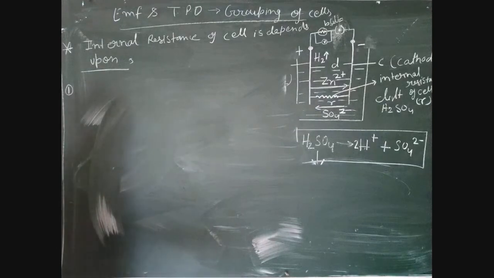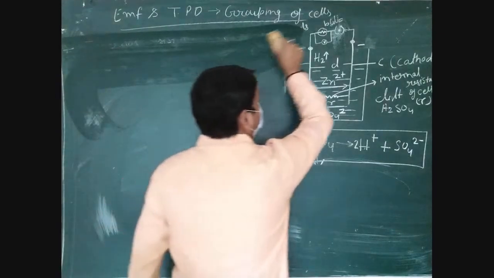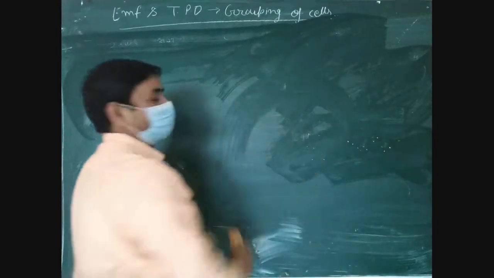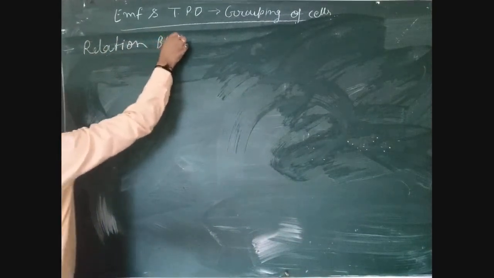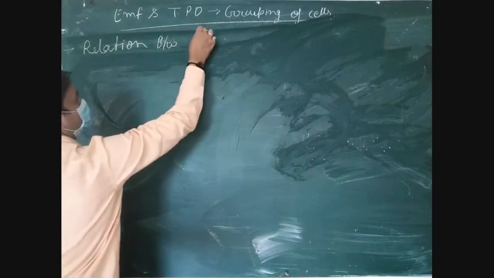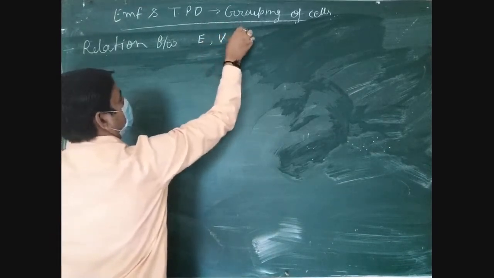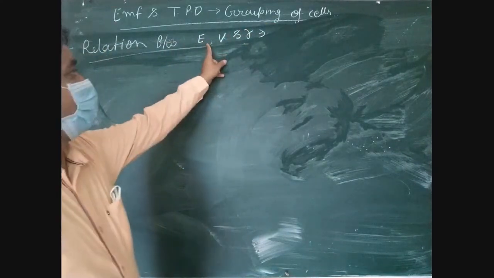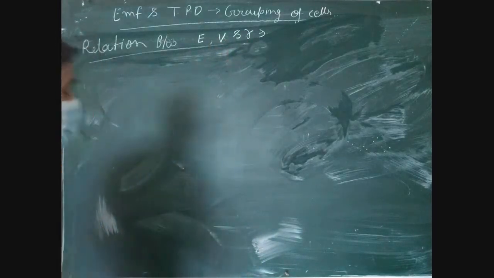Okay. Next, students, we have the important relation between E, V and R: the EMF of the cell, the terminal potential difference of the cell, and the internal resistance. Okay.